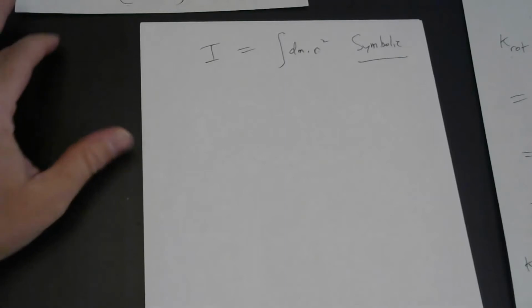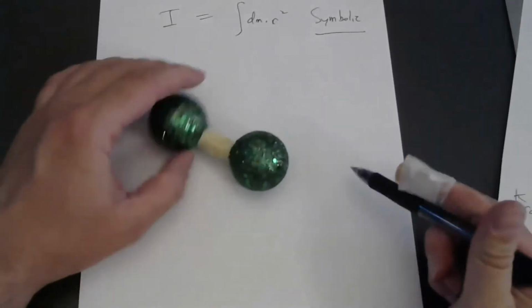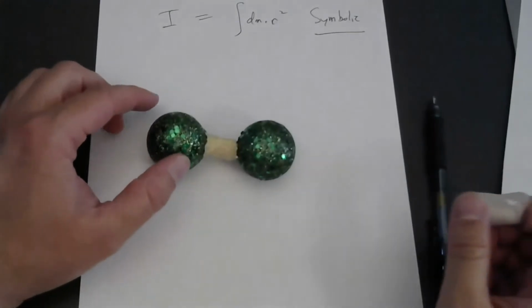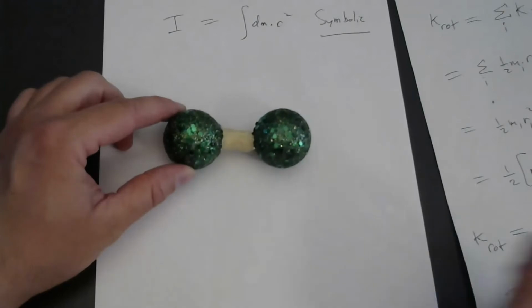But first, let's start not with the integral, but with the discrete expression. And for that, I'll use this silly little thing I made for 3C. We were talking about diatomic molecules like nitrogen in air. So these are two Christmas ornaments.